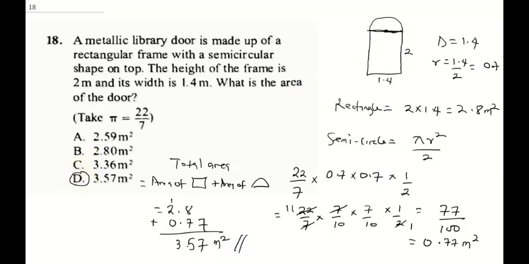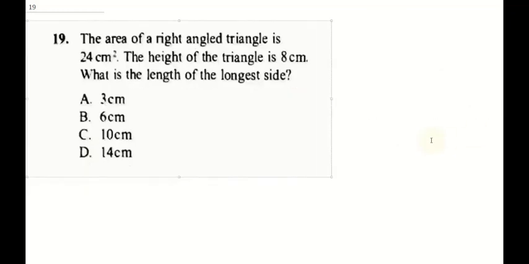So we will go to question 19. Question 19 says, The area of a right angle triangle is 24 cm square. The height of the triangle is 8 cm. What is the length of the longest side? Now, all we need to do is draw this triangle.